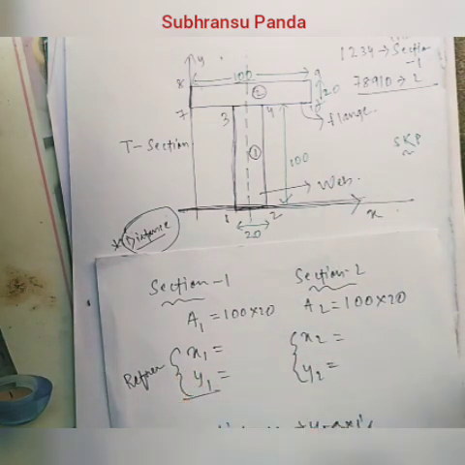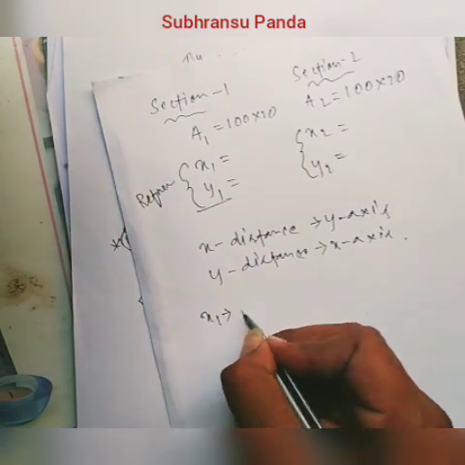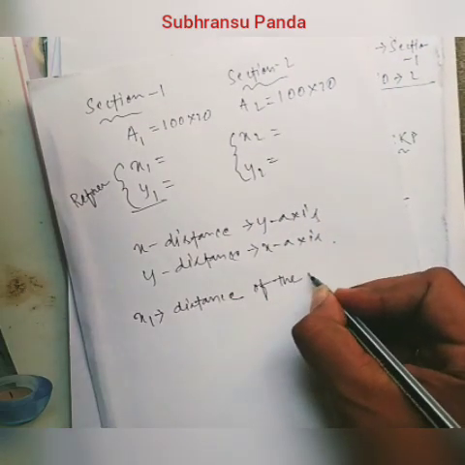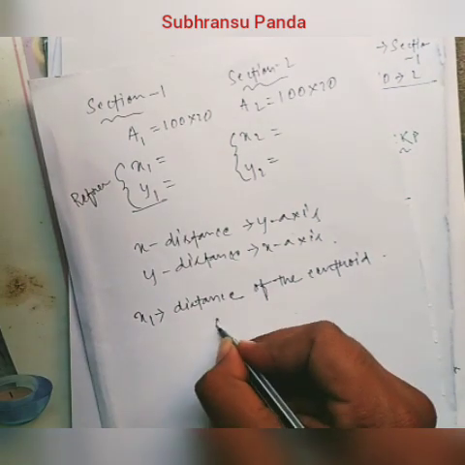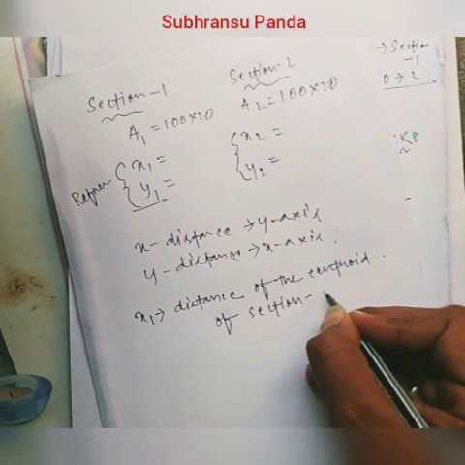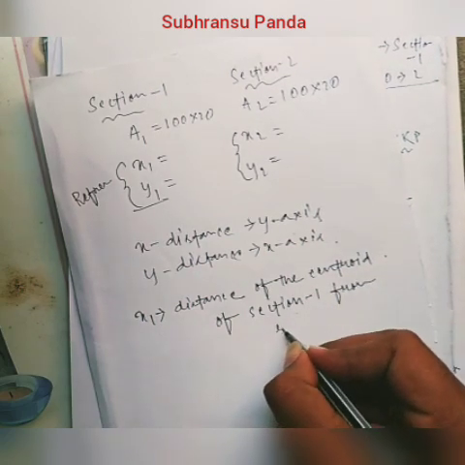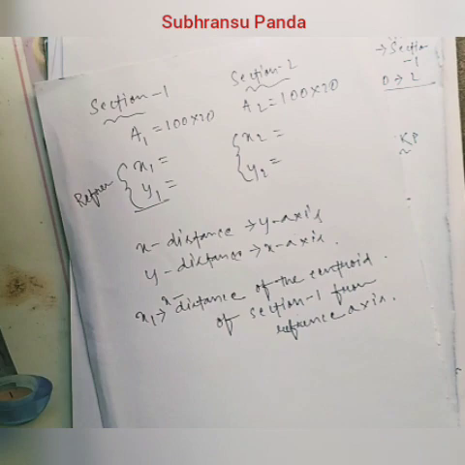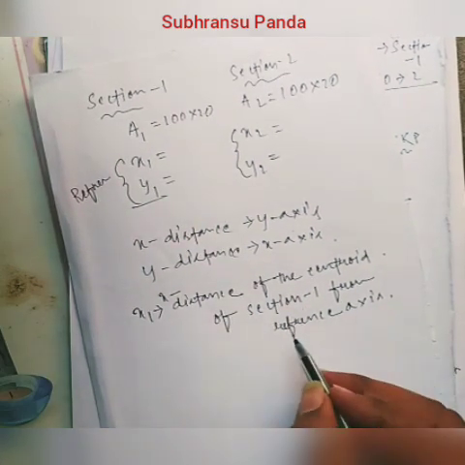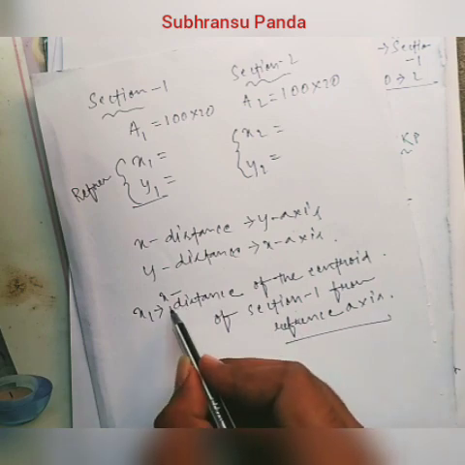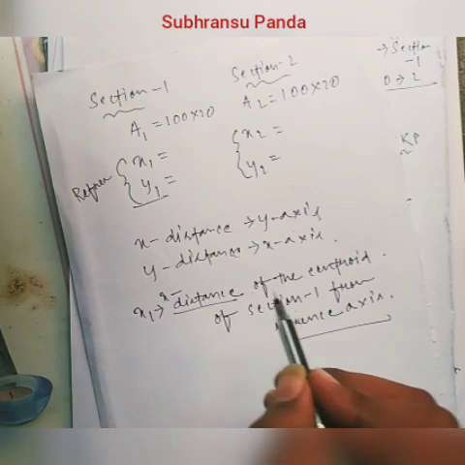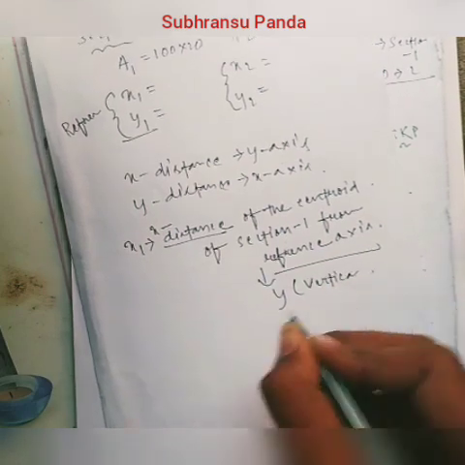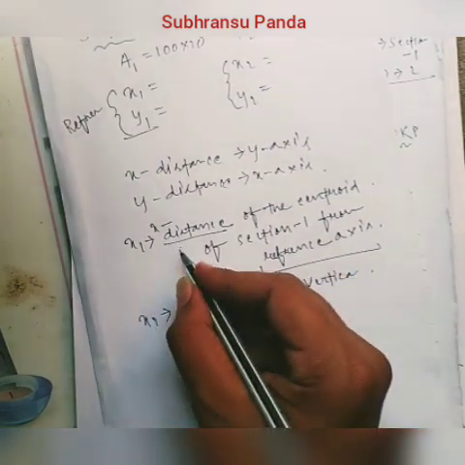So what is x1? x1 is basically the distance. What is x1? Distance of the centroid of section 1 from the reference axis, or we can call it x distance. What is the x distance of the centroid of section 1 from the reference axis? So here, as we are calculating this x1 or x distance, the reference axis will be what? Y, or the vertical axis. Similarly for all, x2 will be the same thing.